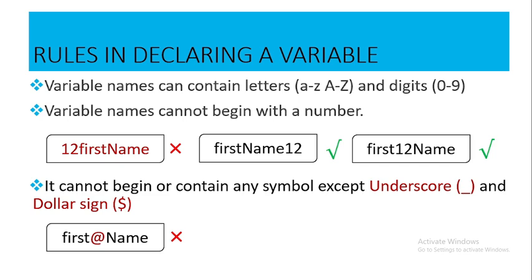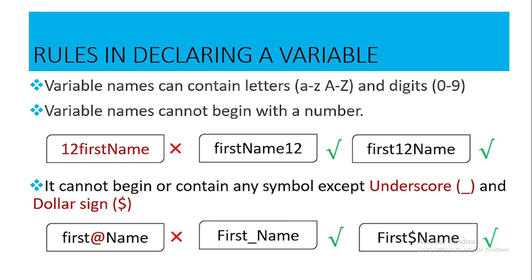So this is invalid. This is a valid variable name. So we have first underscore name. This is valid. Then we can also have first dollar sign name. This is also a valid variable name. So the rule says that variable names cannot begin or contain any symbol except underscore and dollar sign.